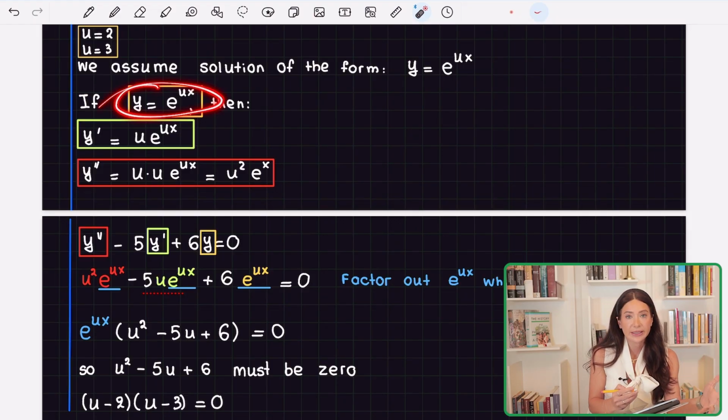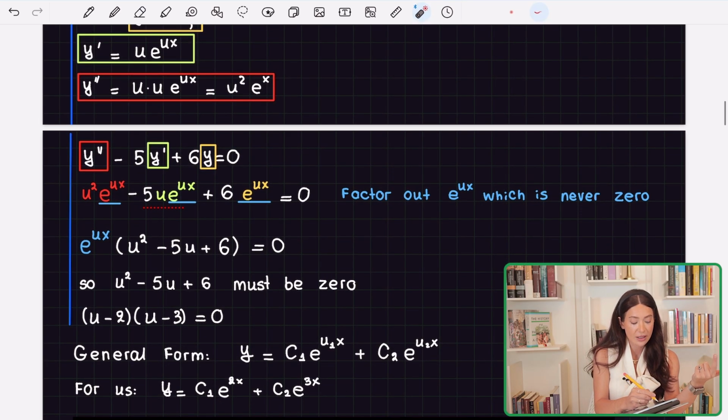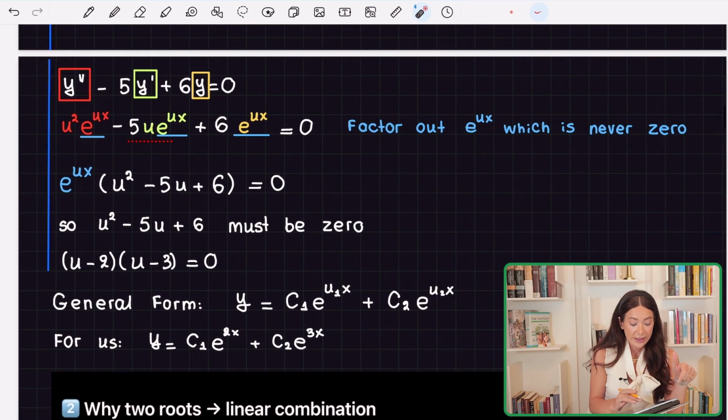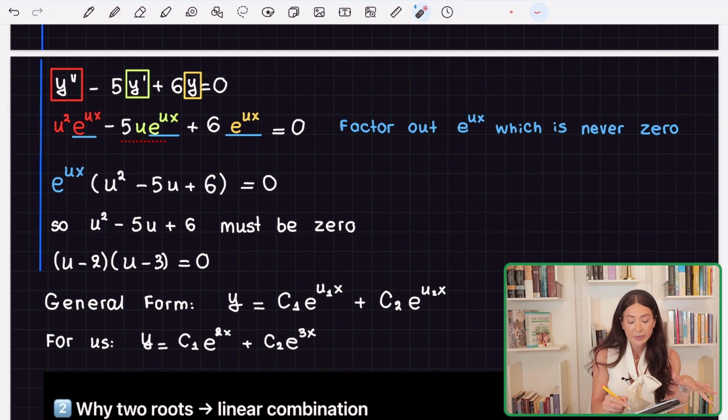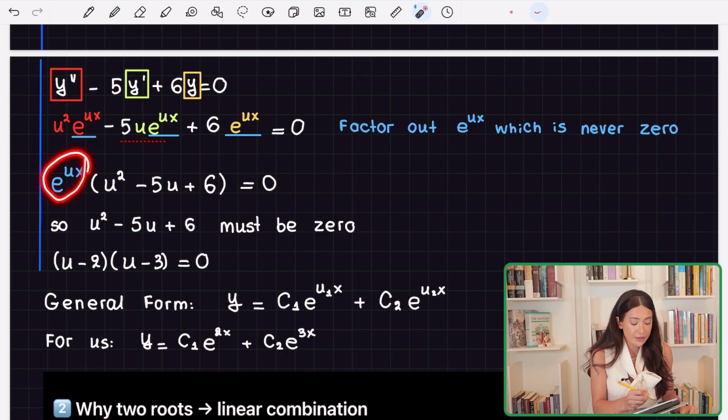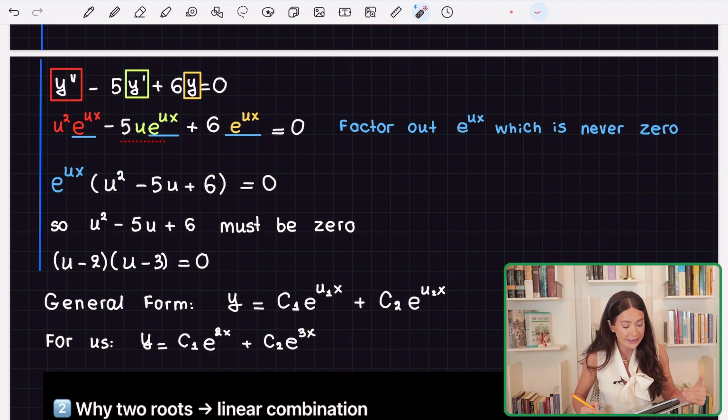So if I tried this, then what do I need? I need first derivative, second derivative, and I got expressions for those. And I'm going to take second derivative minus 5 times first derivative plus 6 times the original function that I'm trying out, which is this. All right, so if I do that, then I'm going to be able to factor this out. And if I factor it out, then I'm left with this expression, which you're taught to write immediately after you see this sort of ordinary differential equation.